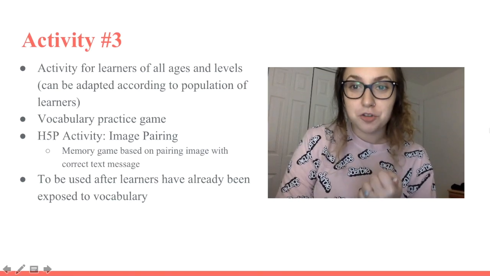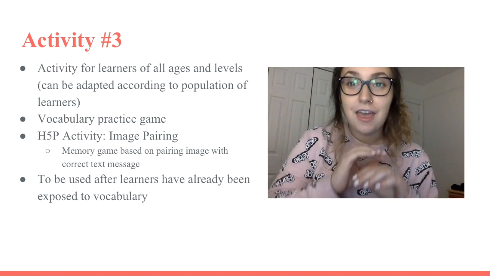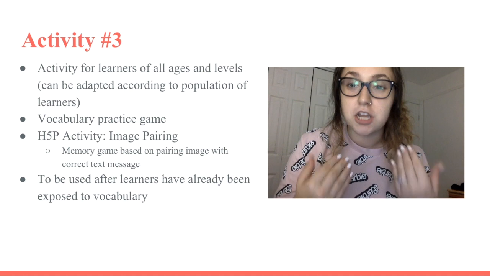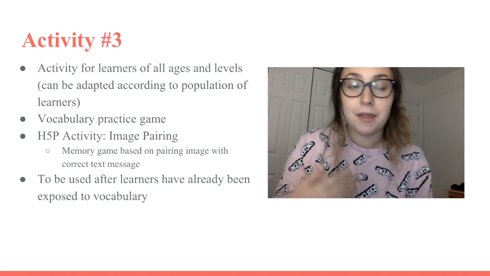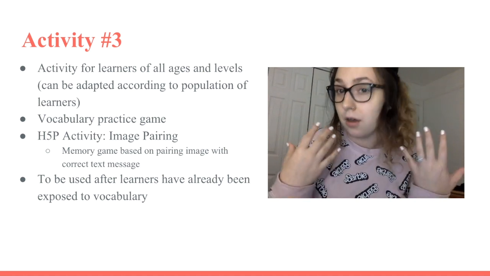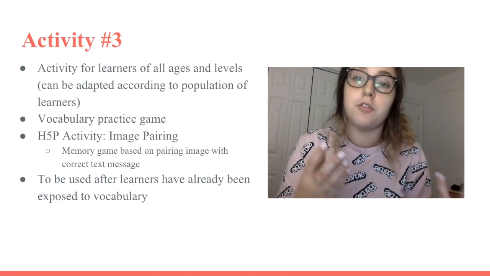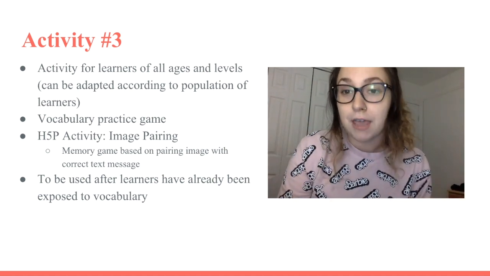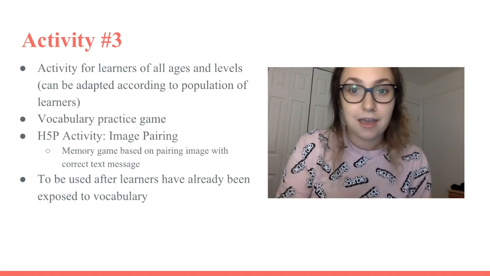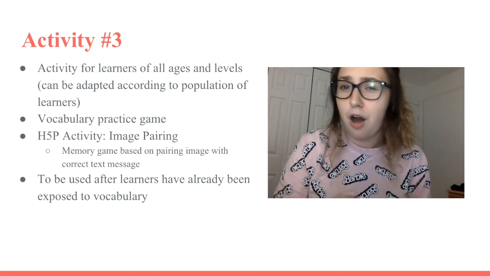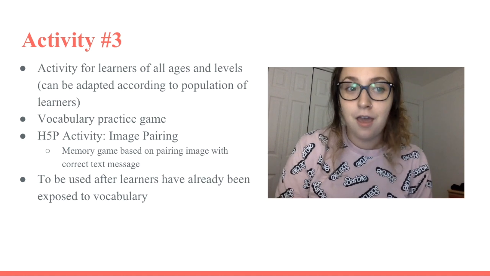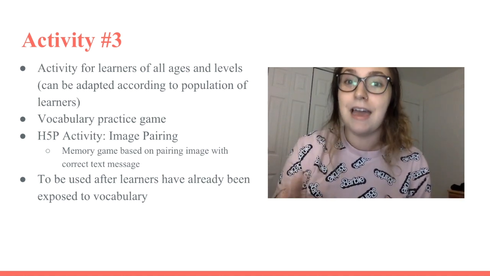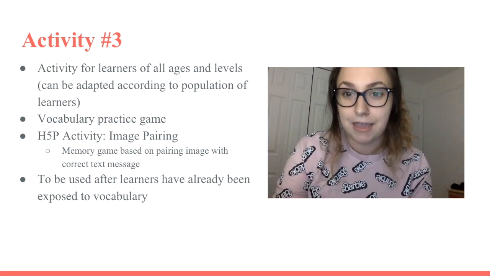So the third activity we chose for learners is an activity that can be adapted in many ways, really depending on the population of the learners. So depending on their age and depending on the level of the learners, and also the context that is being introduced, depending on what kind of vocabulary the lesson is looking at, it can be adapted to almost any lesson really. This is a vocabulary practice game, and it is an H5P memory game.